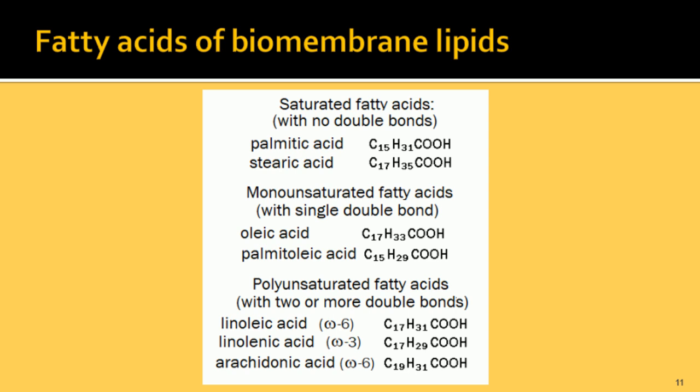2. Monounsaturated fatty acids have a single double bond in their hydrocarbon chains. Oleic acid and palmitoleic acid are examples of this type of acid. These fatty acids can also be made in the human body. 3. Polyunsaturated fatty acids, which have 2 or more double bonds in their hydrocarbon chains. Examples of such acids are linoleic acid with 2 double bonds, linolenic acid with 3 double bonds, and arachidonic acid with 4 double bonds. These acids are not produced by the human body and must be obtained from food.